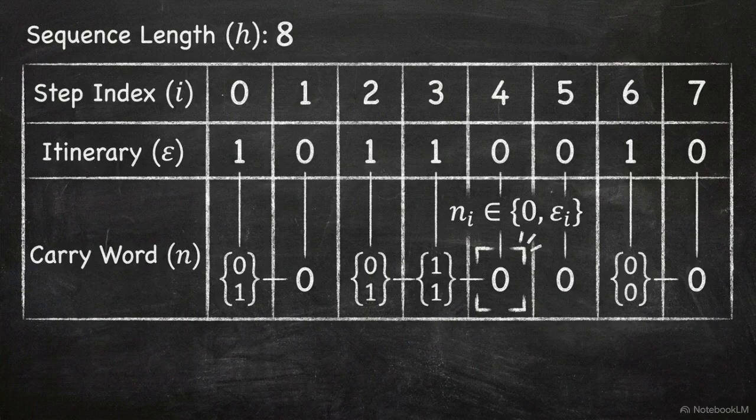We start by defining our base symbolic parameters. We fix a sequence length h and an itinerary epsilon. This itinerary is simply a string of binary elements, zeros and ones, of length h. Alongside the itinerary, we define the carry word, n. This sequence is strictly dependent on the itinerary step. The logic dictates that n_i must be selected from the set containing 0 and epsilon_i. If epsilon_i is 0, it forces that carry to be 0. The implication here is absolute. Whenever the sequence encounters an even step, meaning epsilon is 0, the system is strictly constrained. It must yield a 0 carry for that phase.